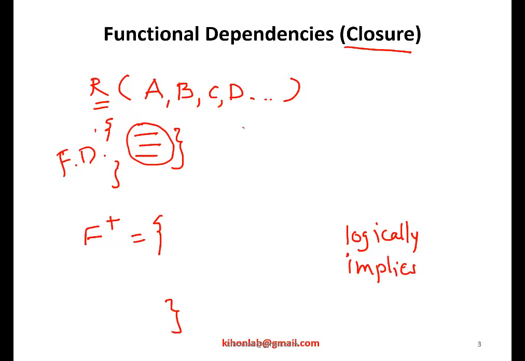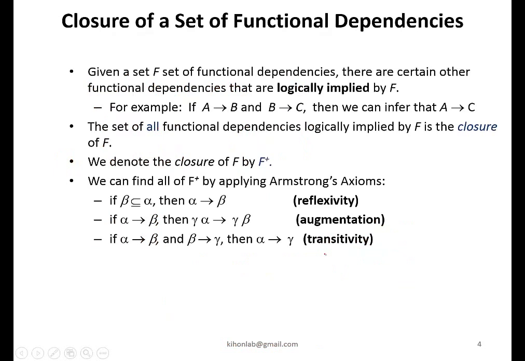For example, suppose it holds A derives B and B derives C. So the relation contains only two dependencies, but a logically implied dependency comes in: since A derives B and B derives C, it can have A derives C. This is called a logically implied dependency. All these rules we are going to see in the coming slides.